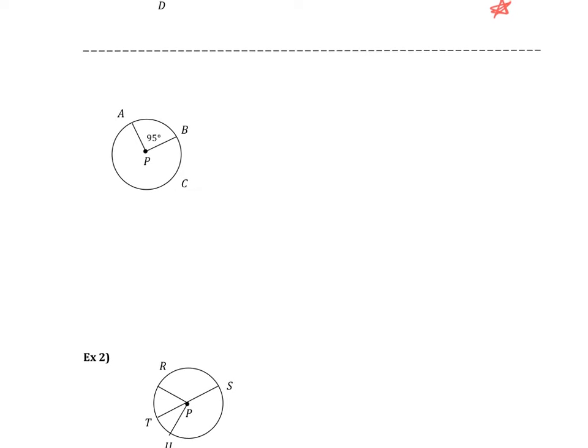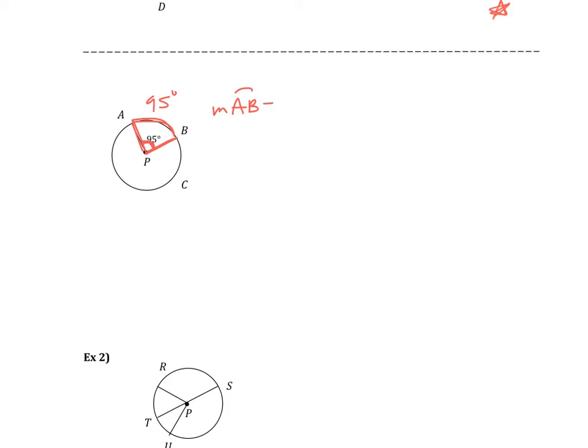Let's talk about their measure a little bit. Whatever your central angle is, so like here's my central angle, right? The angle opens up here to here, and that is 95 degrees. Your arc has the same measure. So we would say the measure of arc AB is 95 degrees. So an arc will always equal its central angle. So we can just write central angle equals its arc.